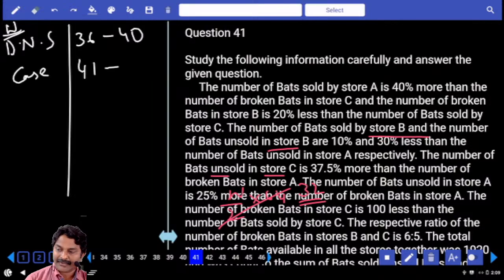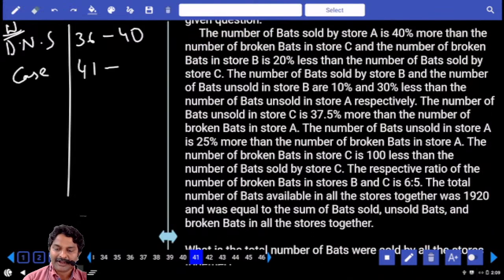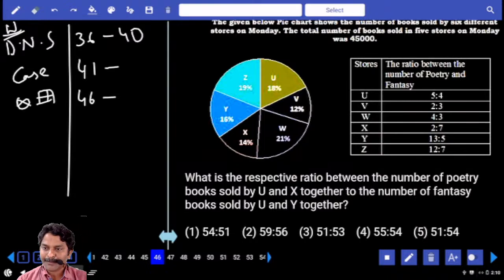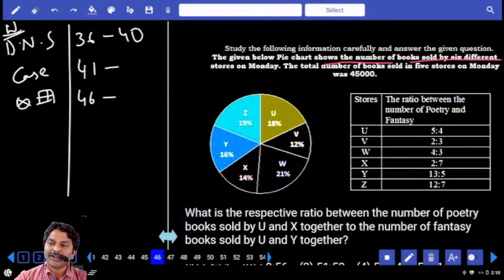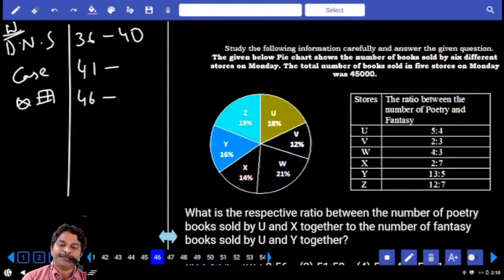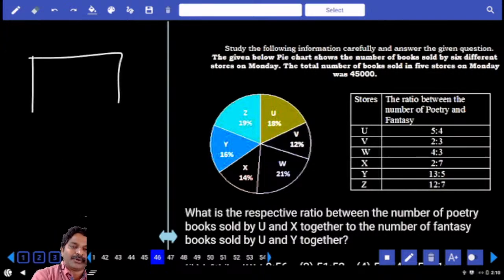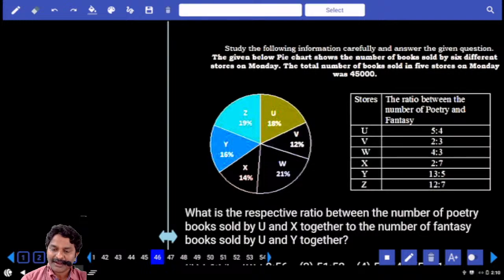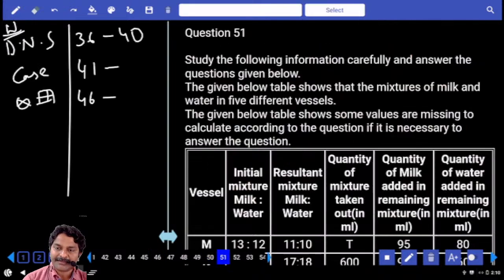Let's hold it, there is a bit more data. From 46 onwards, what do you have? Pie chart and table. Just look at the data. We have total number of books sold by 6 different stores on Monday, and the table shows poetry and then fantasy. First of all, you should prepare total number of books sold in each store. This is total. Then again, out of total, we were given poetry and then fantasy books ratio. So this is what we need to finalize. Right. So 46 to 50.